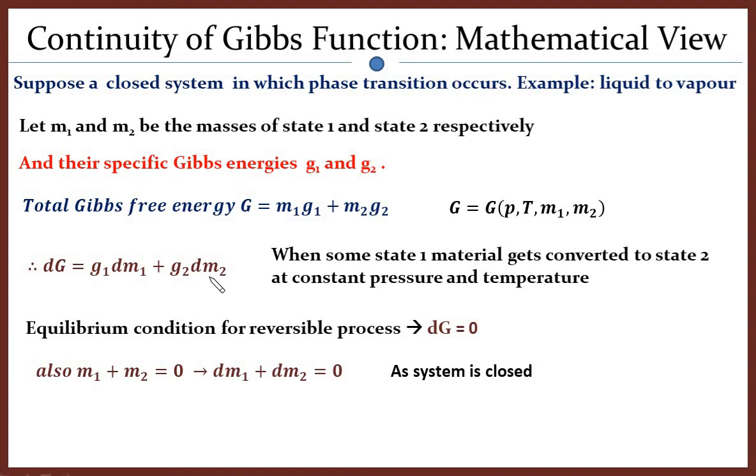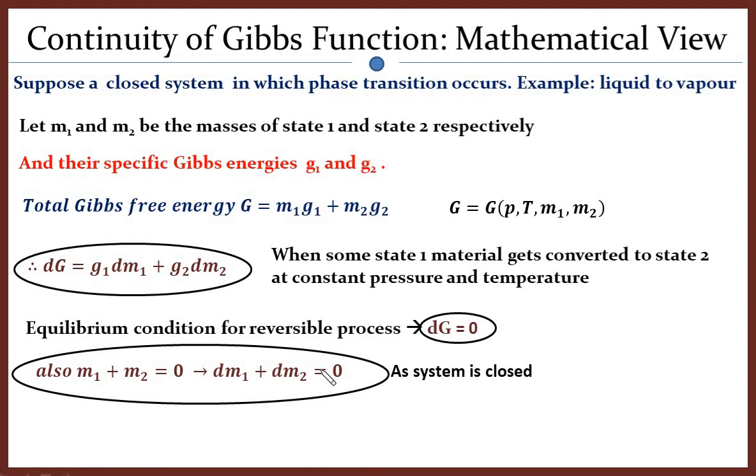As this system is closed, the total mass of the system will be constant. Here m1 plus m2 will be constant, not equal to 0. It must be some constant k. So if you differentiate this relation, you will get dm1 plus dm2 equals 0. Now just utilize this and this.